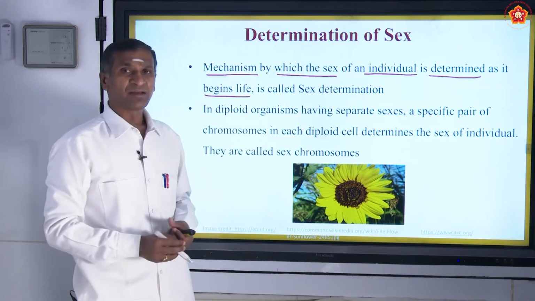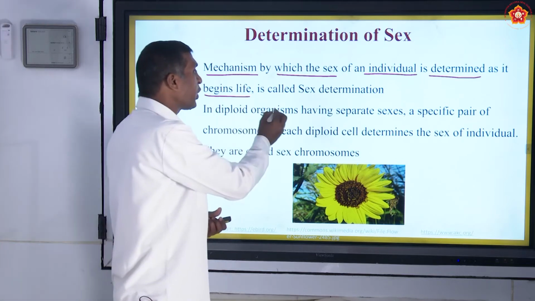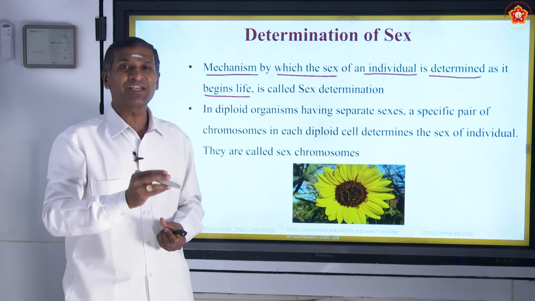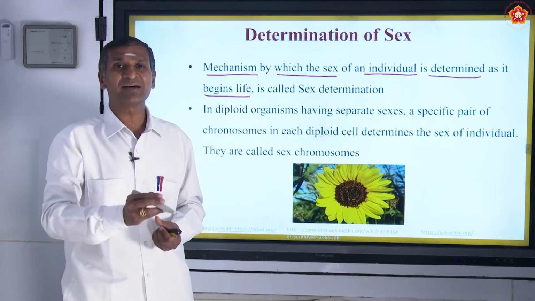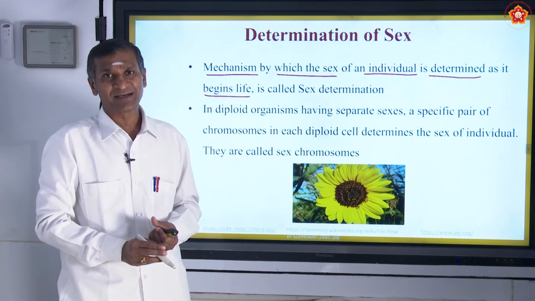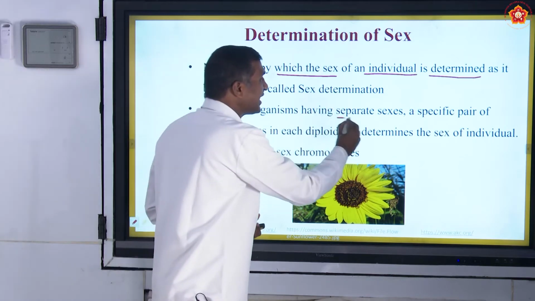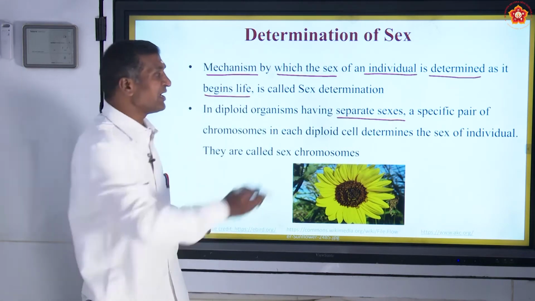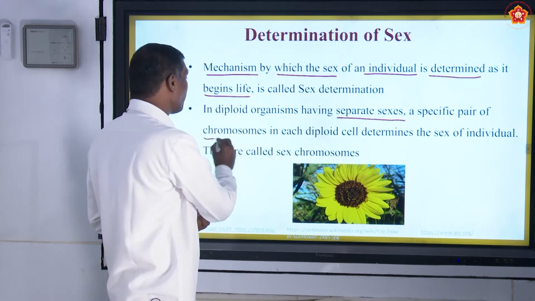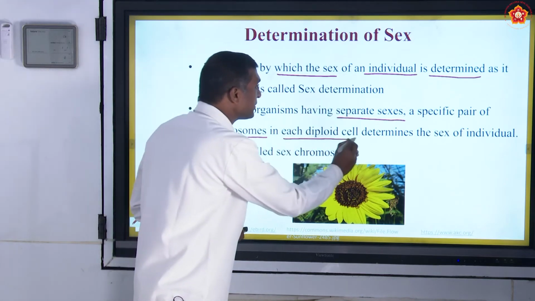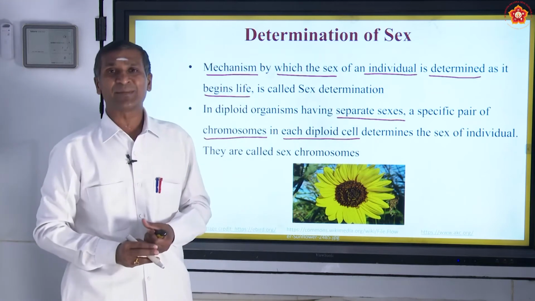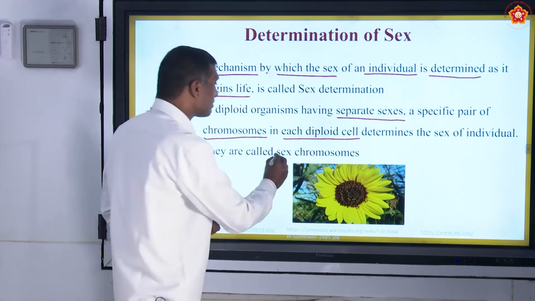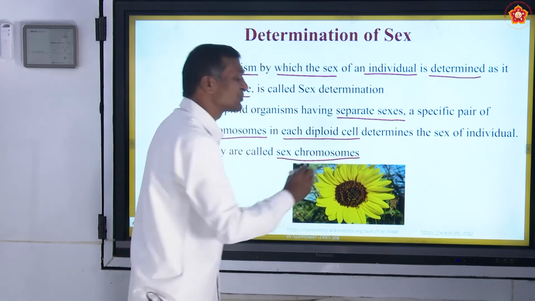Further, in diploid organisms, which are unisexual, higher developed organisms having separate sexes, male and female, a specific pair of chromosomes in each diploid cell determines the sex of an individual, and they are called sex chromosomes.